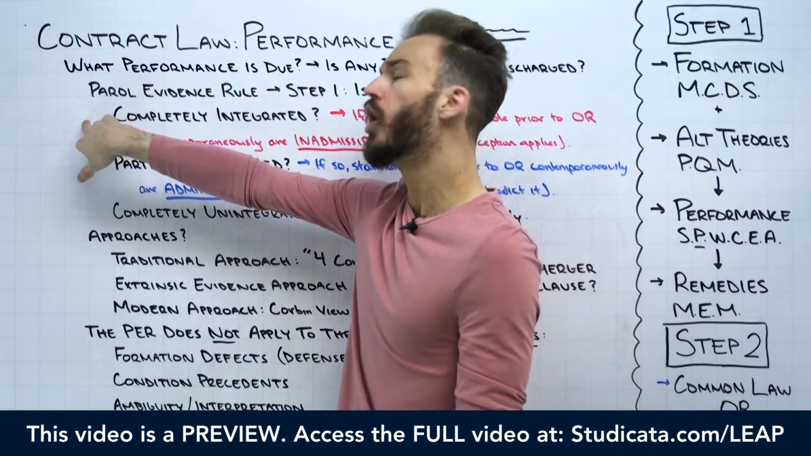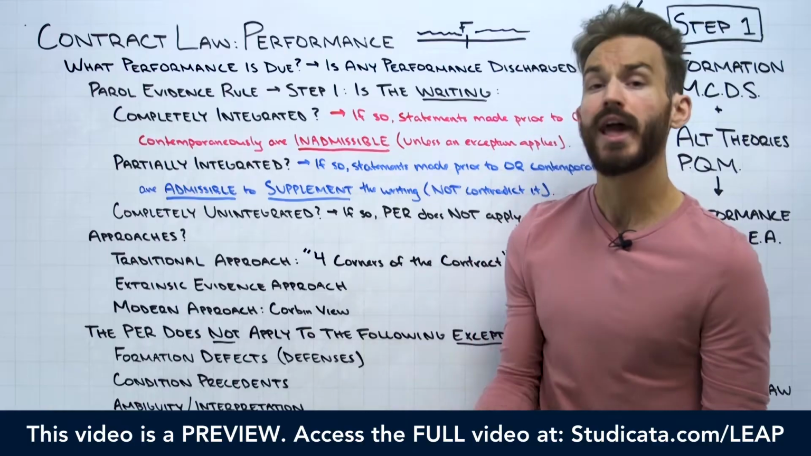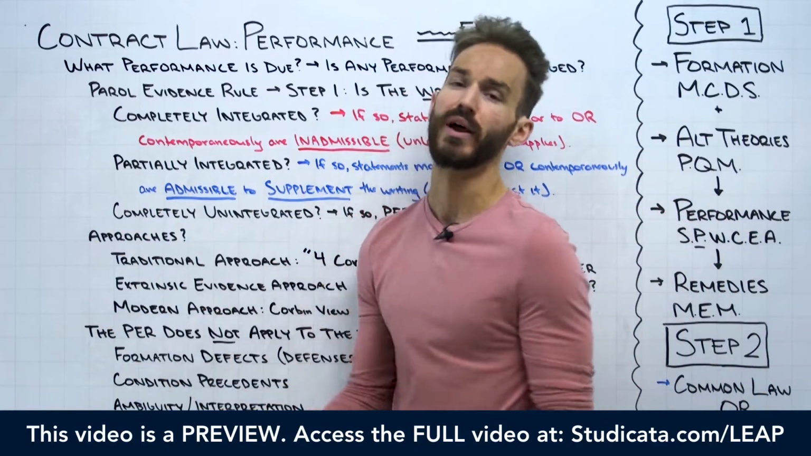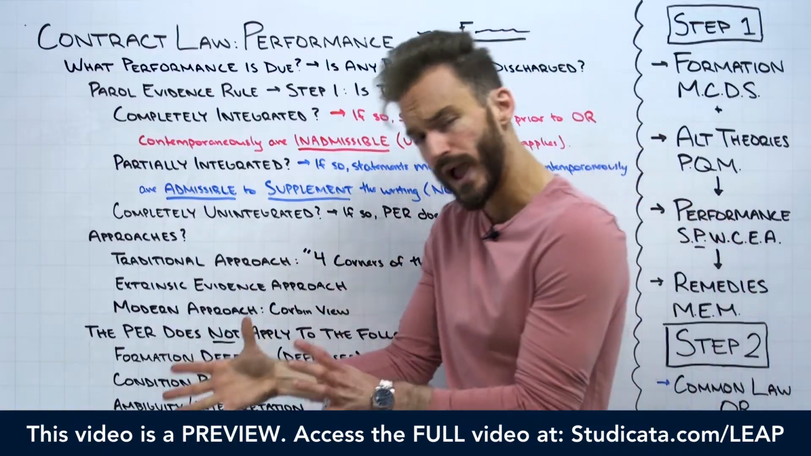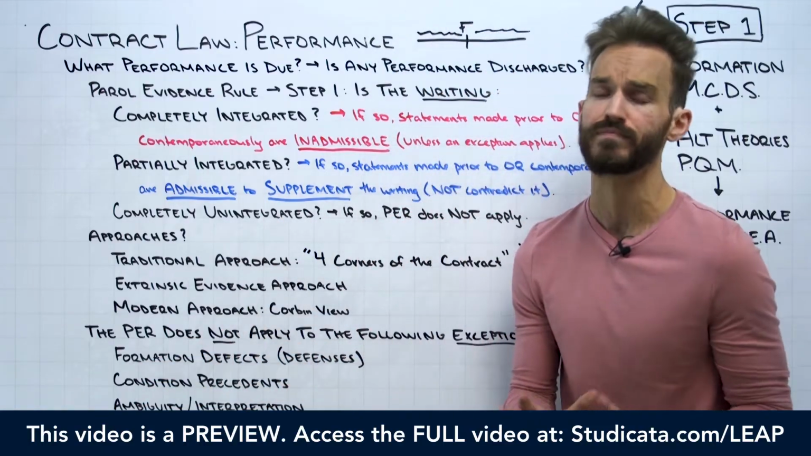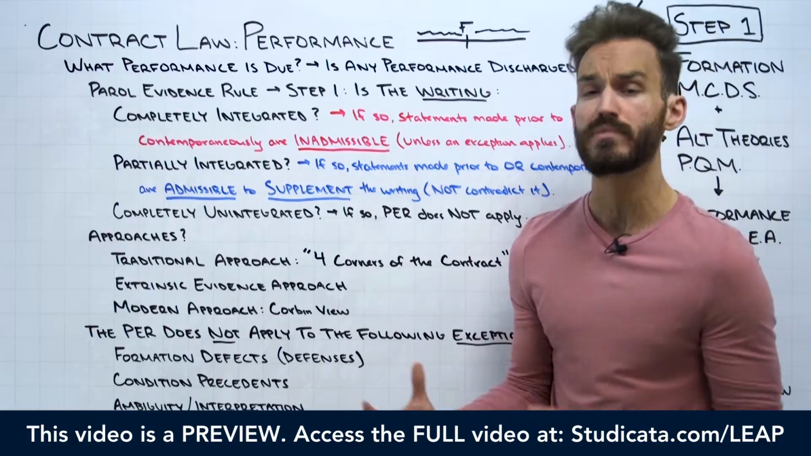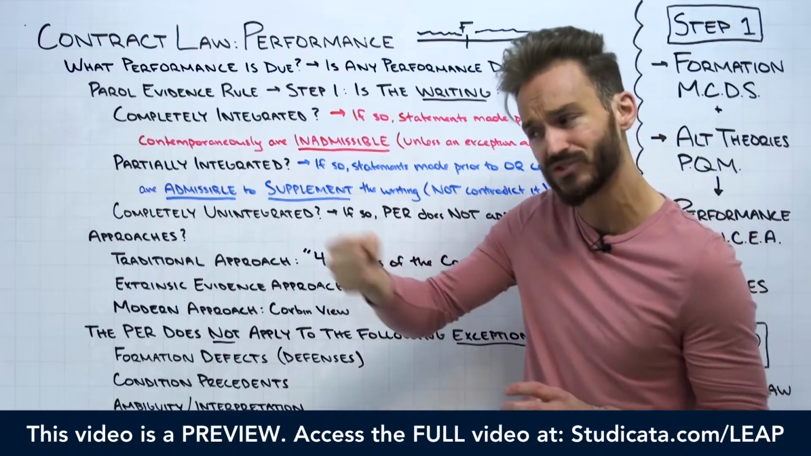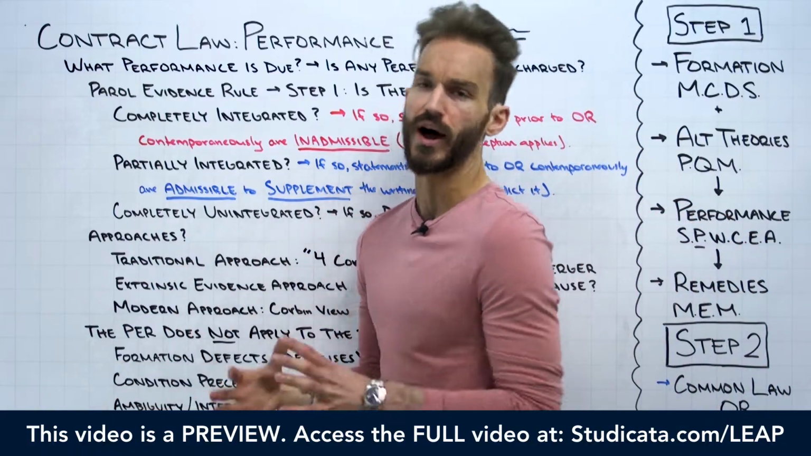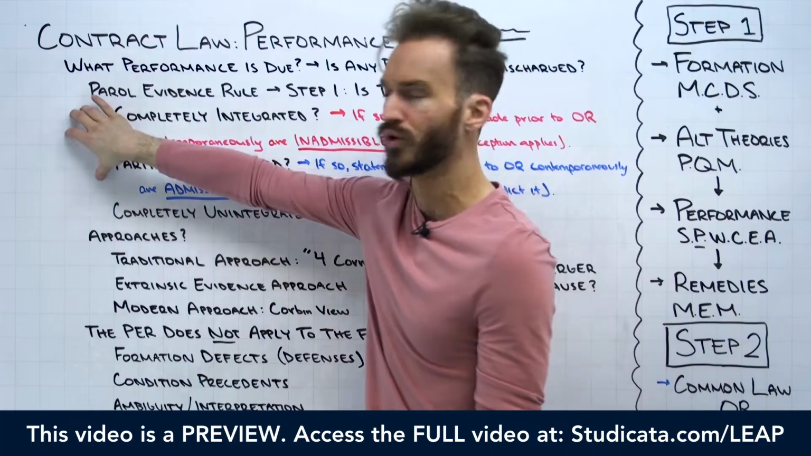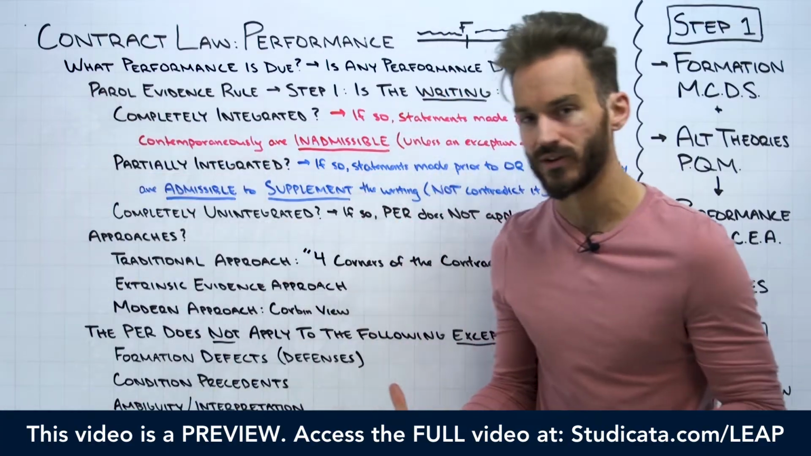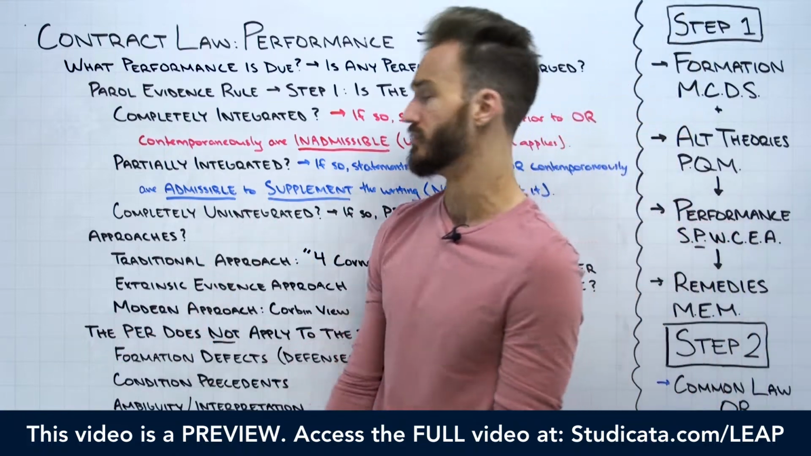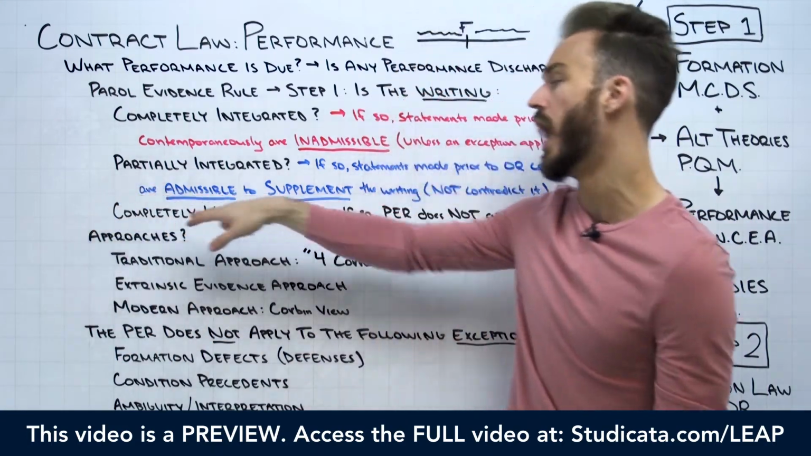Well, we call a writing integrated if the writing is the final expression of the party's deal, right? If the parties intended this writing to be the final expression of their deal, of their agreement, or of their bargain, we say that's an integrated writing. If the parties did not intend for this writing to be the final expression of their deal, we call it completely unintegrated.